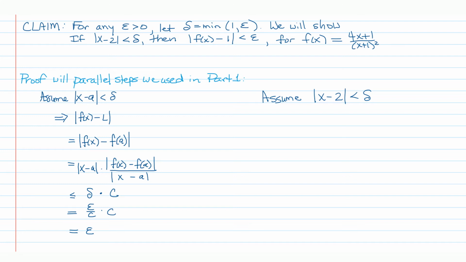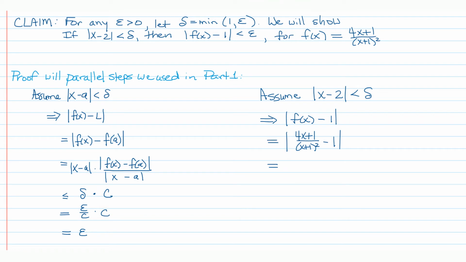So let's see what we know about making that assumption. What does that tell us about the absolute value of f of x minus L, which in this case is 1? What is f of x? F of x is (4x plus 1) over (x plus 1) squared, and we have minus 1. So now we're going to multiply and divide by the absolute value of x minus a, as it shows on the left. This is going to give us the absolute value of x minus 2 times the absolute value of [(4x plus 1) over (x plus 1) squared minus 1] divided by the absolute value of x minus 2.